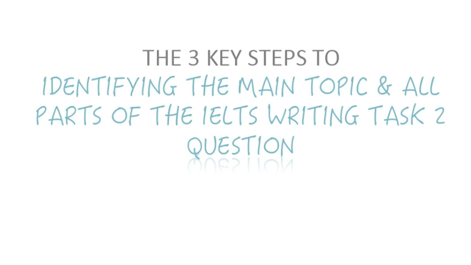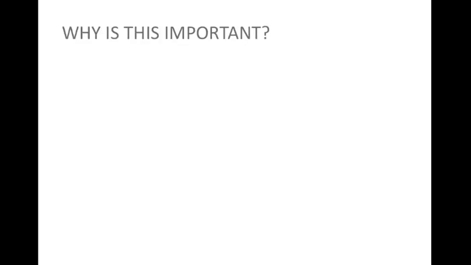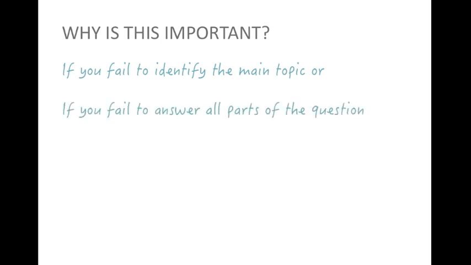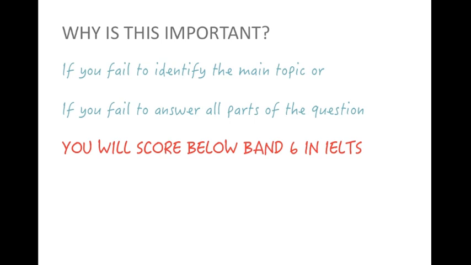And in this lesson, we will go through the 3 key steps to identify the main topic and all parts of the IELTS Writing Task 2 question. So let's get started. Now you might be wondering why this is important. Well, why should you even care about this topic, right? So the basic fact is this: if you fail to identify the main topic of the question, or if you fail to answer all parts of the question, you will score below band 6 in IELTS. It's as simple as that.